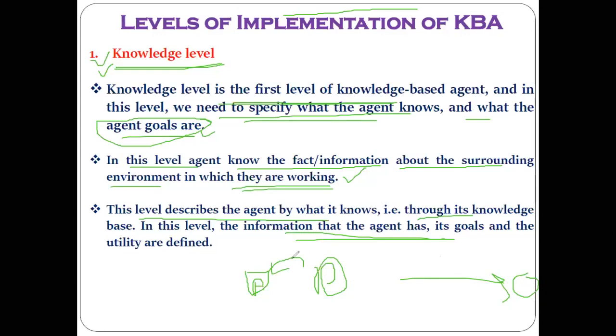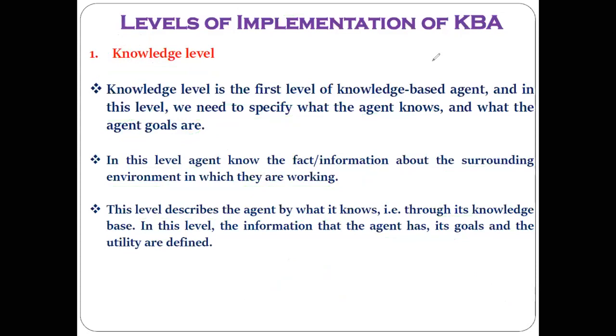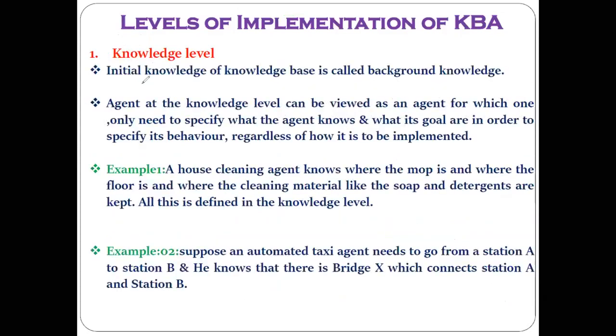Now, in order to do this, we need to fill some information within the knowledge base of the knowledge base agent, the facts or information regarding what the agent should do. That information is nothing but our knowledge level. That is specified in the first level of implementation. Then the same thing is specified in the next part also: the initial knowledge of the knowledge base. The initial knowledge we give to the knowledge base agent is also referred to as the background knowledge. So an agent at the knowledge level can be viewed as an agent for which we need to specify what the agent should know and what its goals are, in order to specify its behavior regardless of how it is implemented.